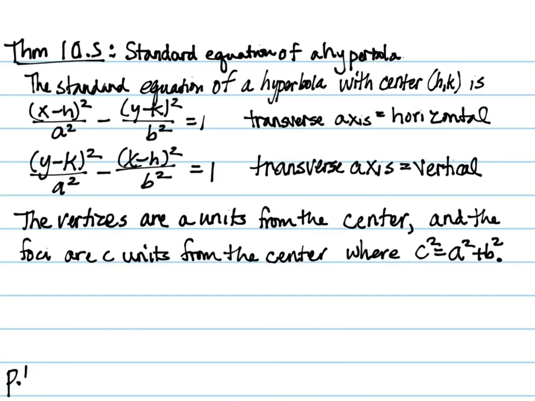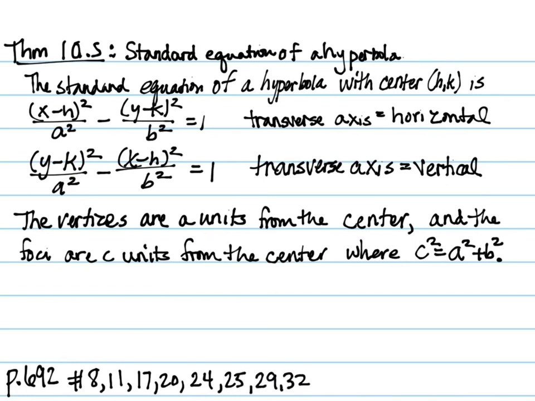WebAssign's not up and running with this yet. I will get that done hopefully later today. So this is page 692, numbers 8, 11, 17, 20, 24, 25, 29, 32, 41, 44, and the last one's 51 through 58, but before you freak out, all you're doing for the last ones is identifying, is it a parabola, an ellipse, or a hyperbola from the equation. It's really quick, but you do need to be able to do that.